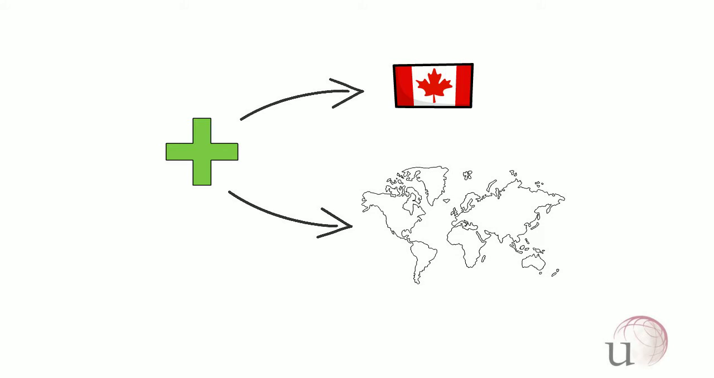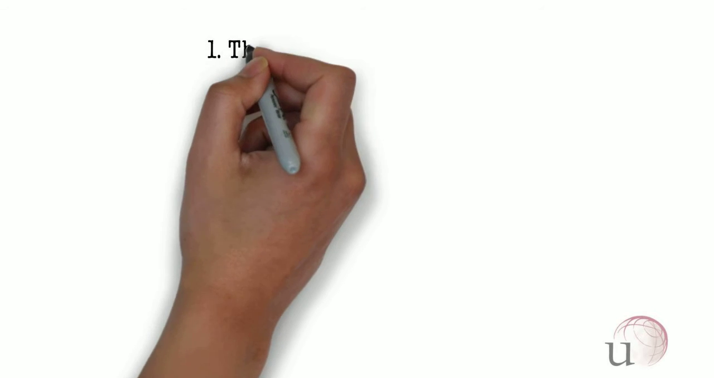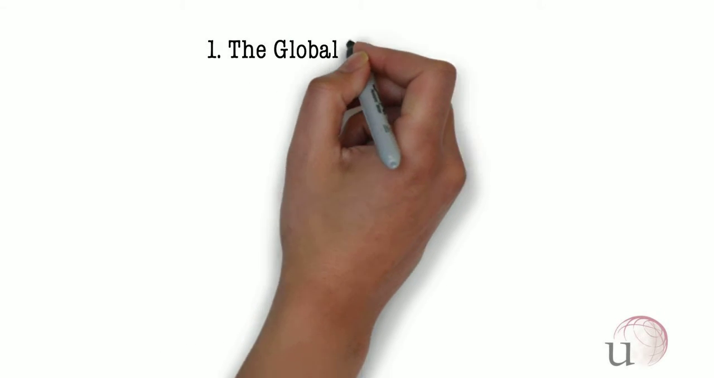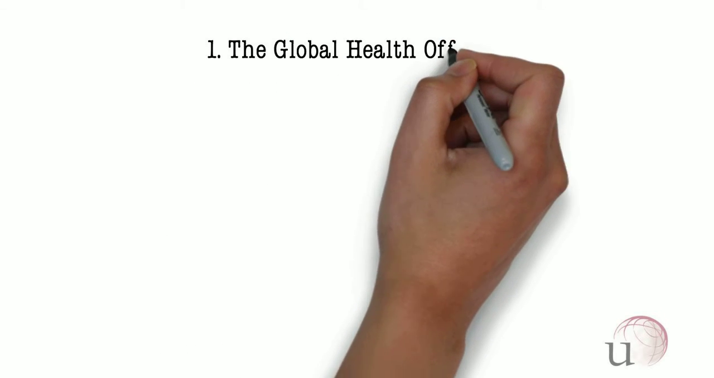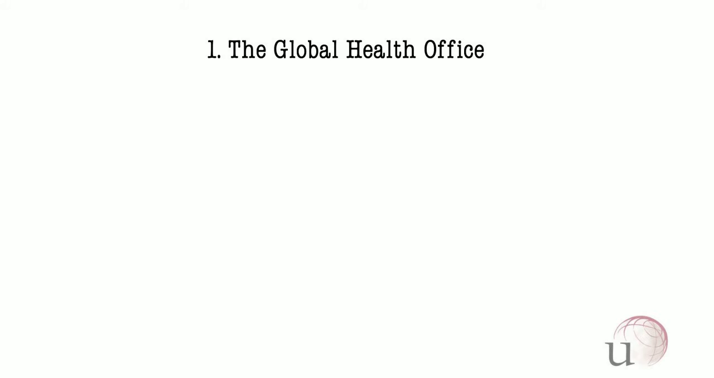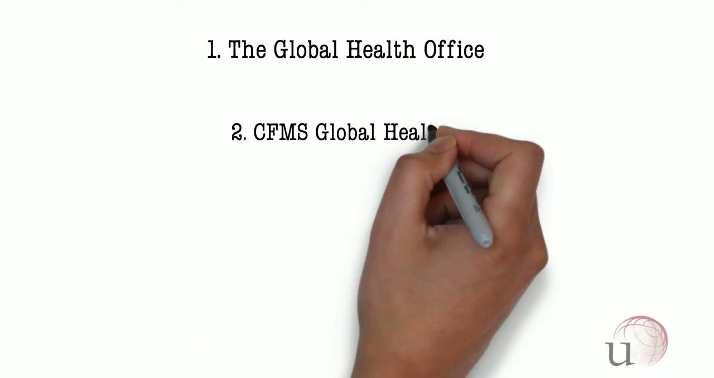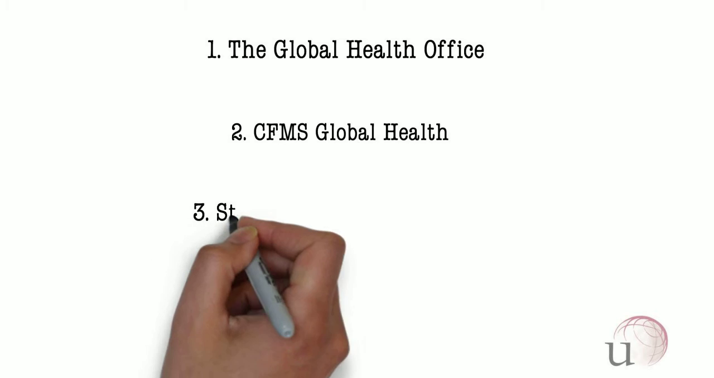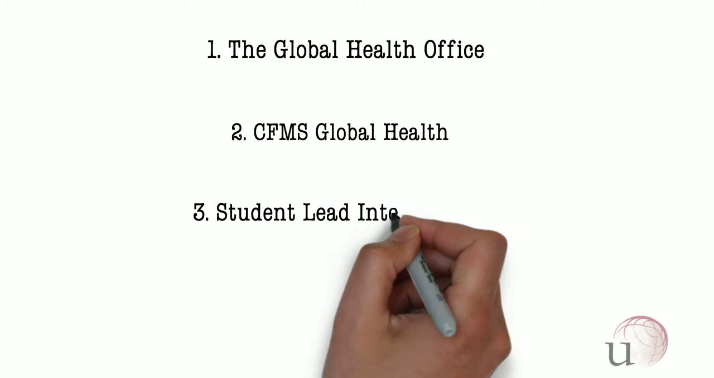As alluded, there are multiple groups working to decrease health disparities. These groups include the Global Health Office, CFMS local officers, student-led interest groups, and ASOC representatives. The goal of this video is to explain each of these pillars and how to get involved. So first off, the Global Health Office.